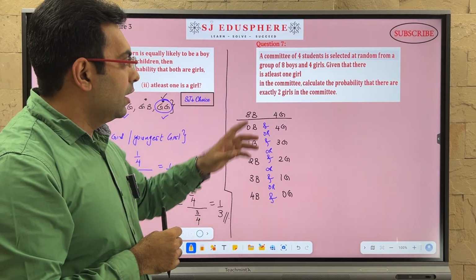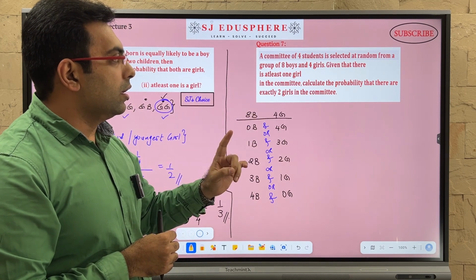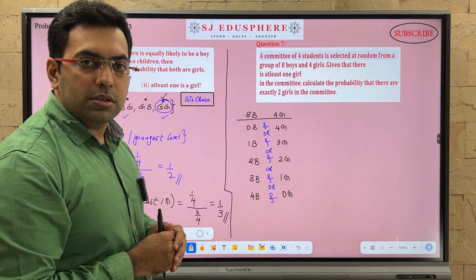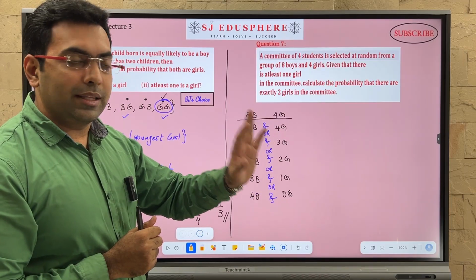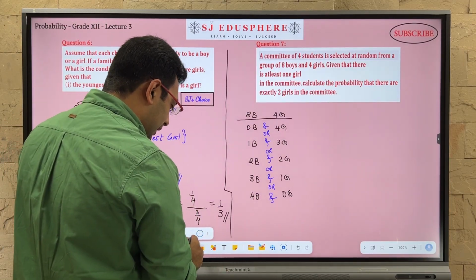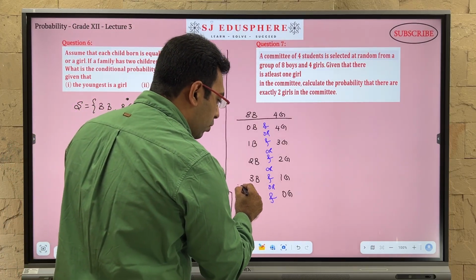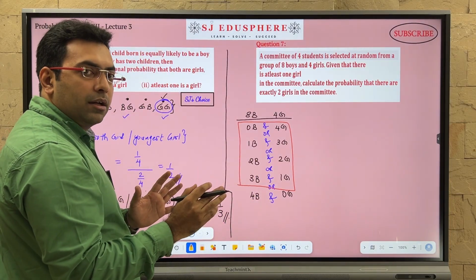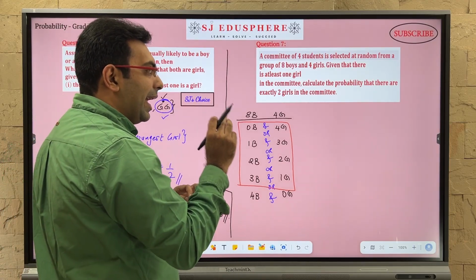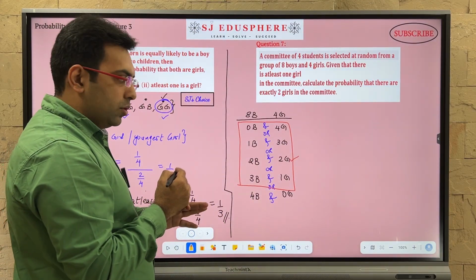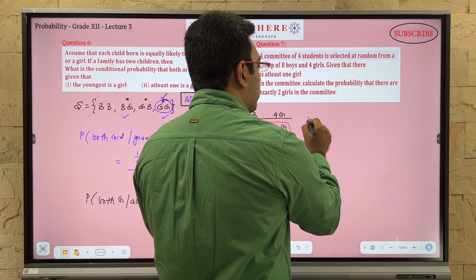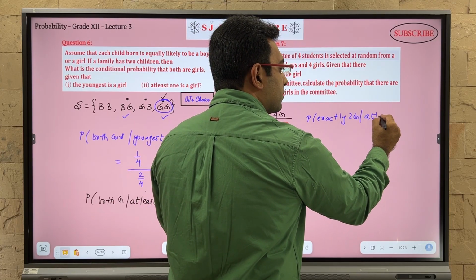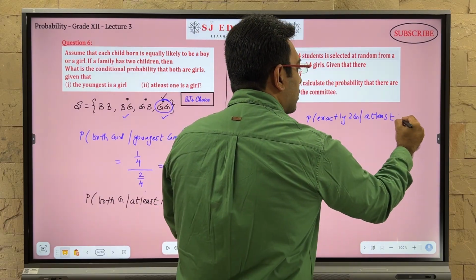What does my question say? Given that there is at least one girl in the committee, calculate the probability there are exactly 2 girls. Given that at least one girl, that means this has already happened. Given that at least one girl means I'm only going to consider this part. Given that this has already happened, what is the probability there are exactly 2 girls in the committee? So my answer is probability exactly 2 girls given at least one girl.